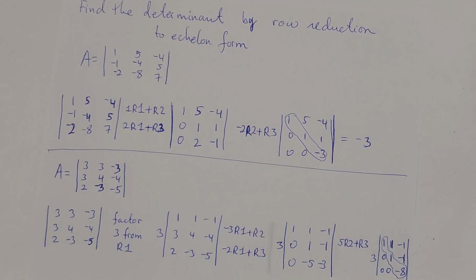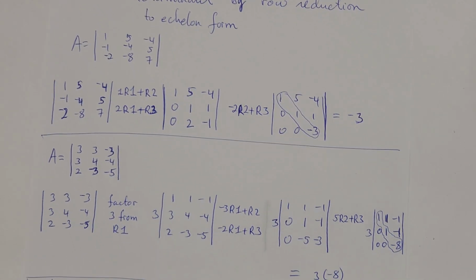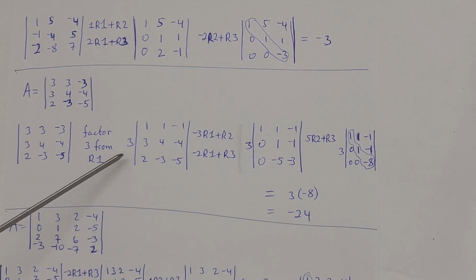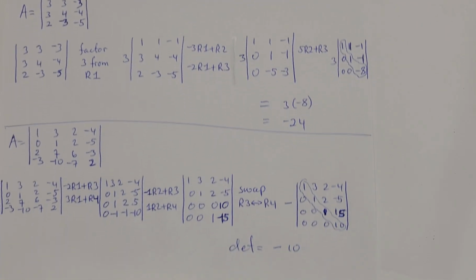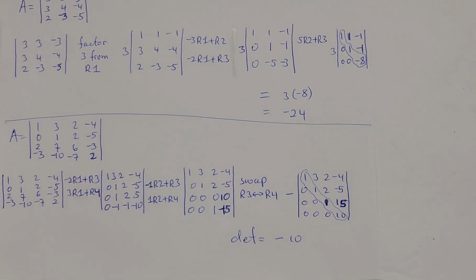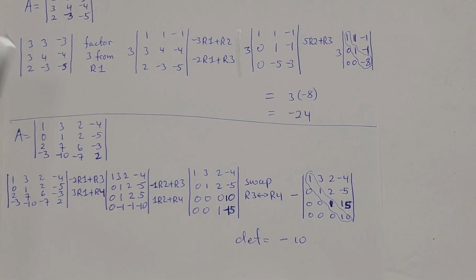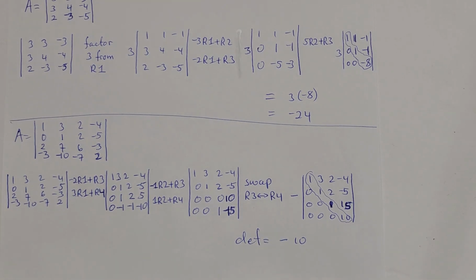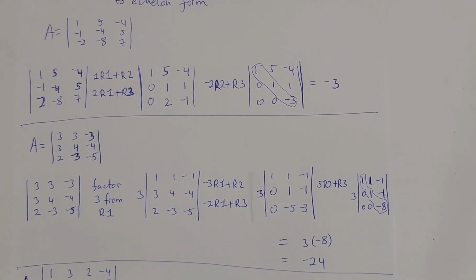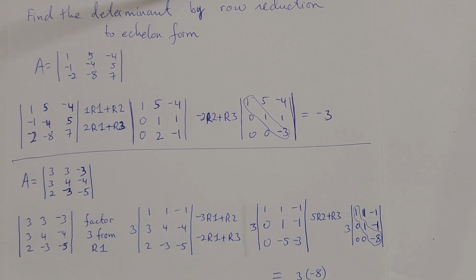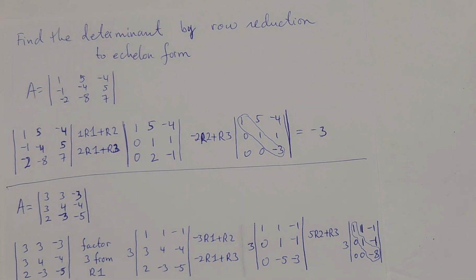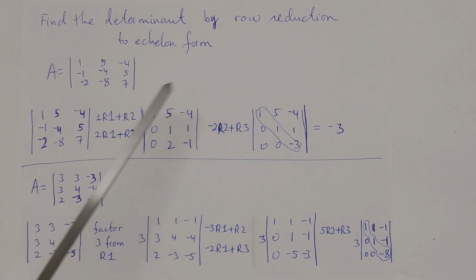However, if I have a factor or scalar, make sure to bring it along. If I switch any rows or columns, make sure I put an extra negative in. Okay, so this lesson is just reinforcing the rules of finding the determinant when I use row reductions.